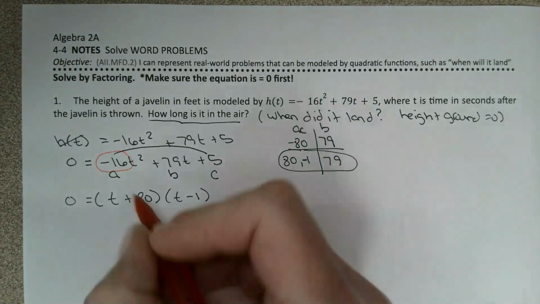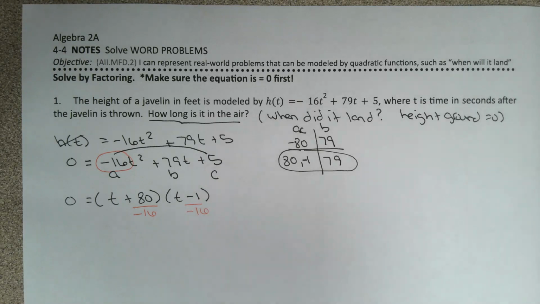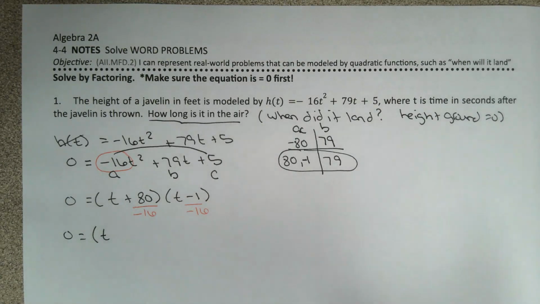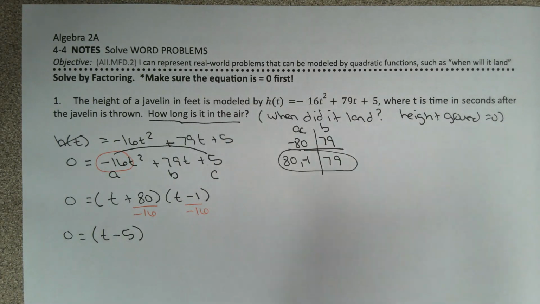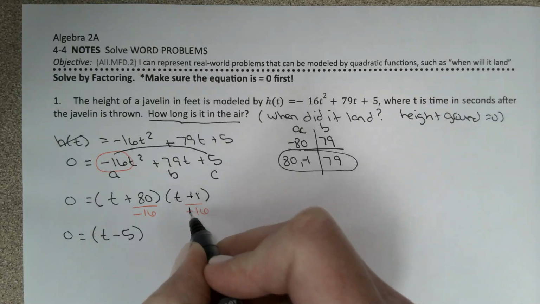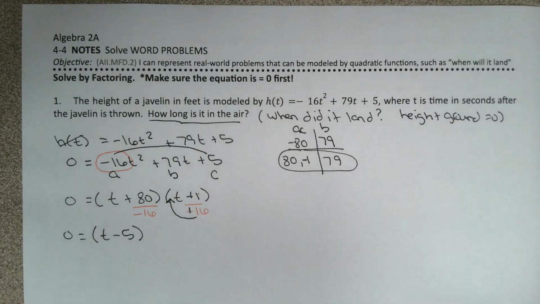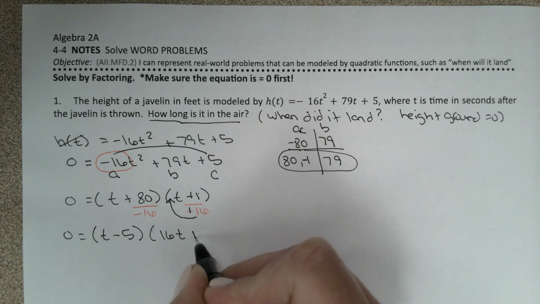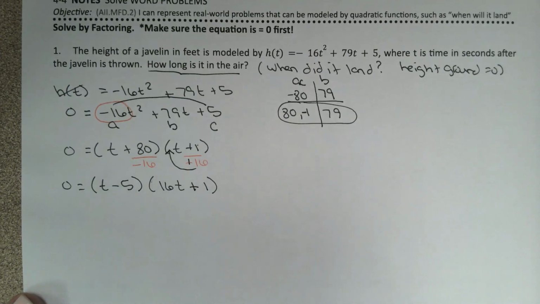My A term is negative 16, so that means that you have to divide both of those number parts by negative 16. 80 divided by negative 16 equals negative 5. Negative divided by negative goes positive. 1 divided by 16 gets me a fraction, so the 16 has to slide on up. So this factors as 16t plus 1. So that is how this factors.